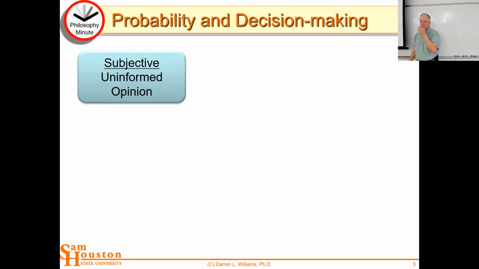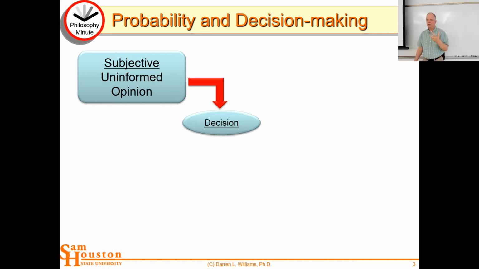And so let's look at this. Probability and decision making. So we have a subjective, uninformed opinion, right? We just decide, hey, this is the decision I want to make. And so we make our decision using our subjective, uninformed opinion. And that's kind of risky. Sometimes you get lucky, right? You make a good decision, and it was just because you had a hunch. You just decided to go here, okay?